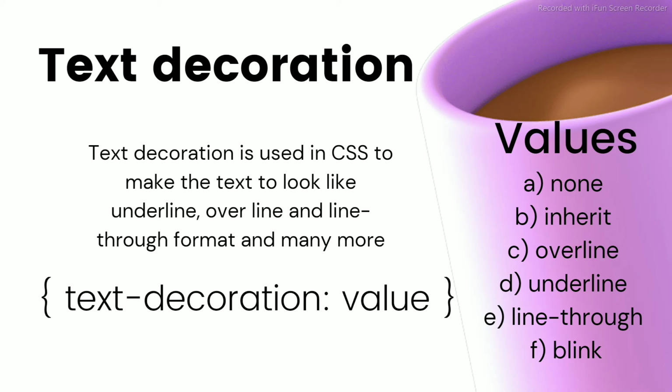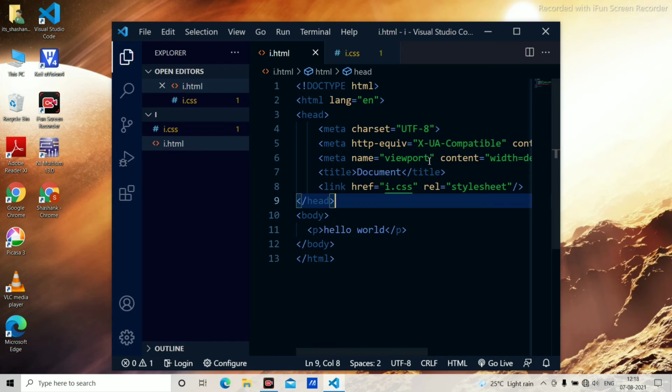And next we have the line-through. A line is passed through it. And next, at last, we have blink. It will make a blinking text if you use text-decoration equal to blink. And next we have the text-align. Let's see how it works.